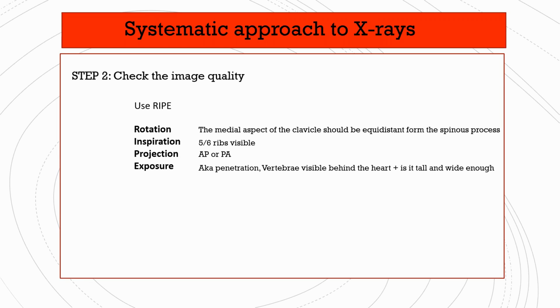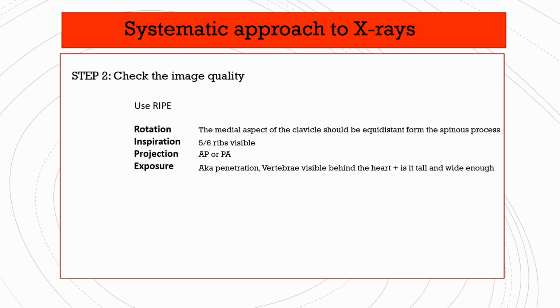Inspiration, there should be 5 to 6 ribs visible. And projection, that's the important one I'm going to talk about on the next slide. It can be anterior-posterior, or posterior-anterior, okay? And exposure, which is the same thing as penetration, means that you should be able to see the vertebra behind the heart, but not too much. If you just see the vertebra, then you can't see the soft tissues. It's too much penetration, right?